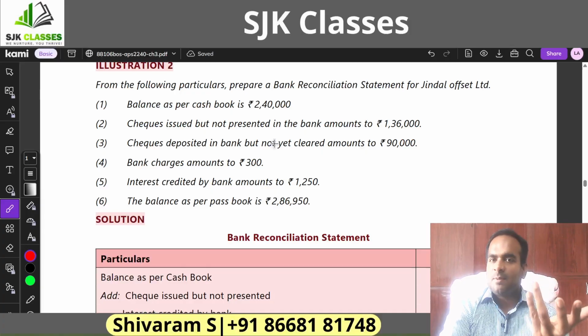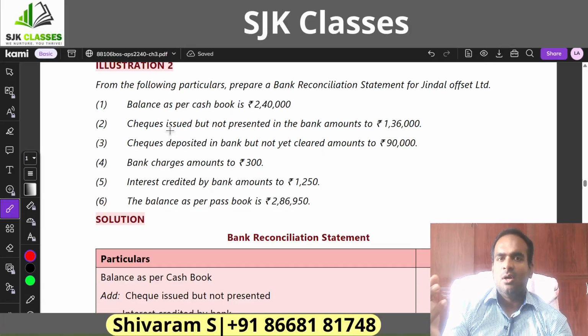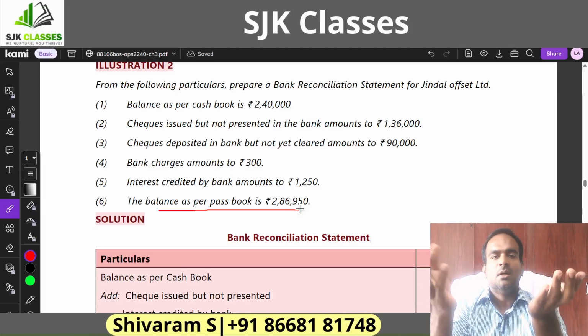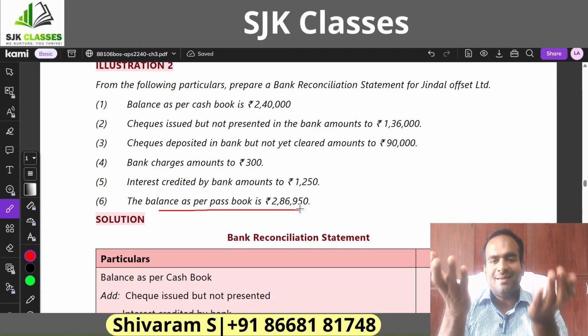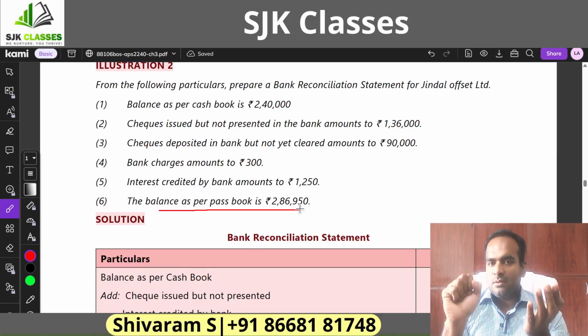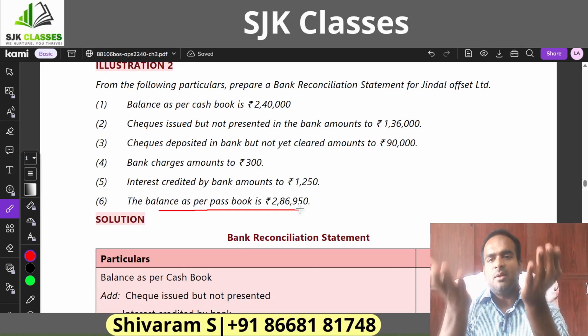What is the balance as per passbook then? Sometimes it would have been given in the question, or sometimes they may not give you the other book balances. So in this question, let's check it here. Look at the sixth point. The balance as per passbook is 2,86,950. Now, what happens? I have a cash book balance and I have a passbook balance. So cash book balance is 2,40,000. Passbook balance is 2,86,950. Now, what is our objective here? You have to find out the reasons why there's a mismatch between cash book and passbook.